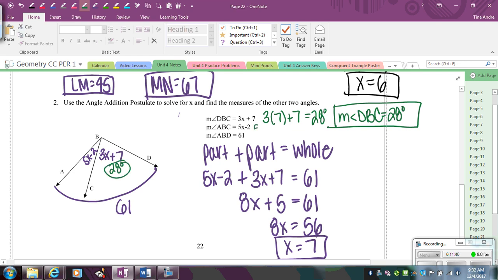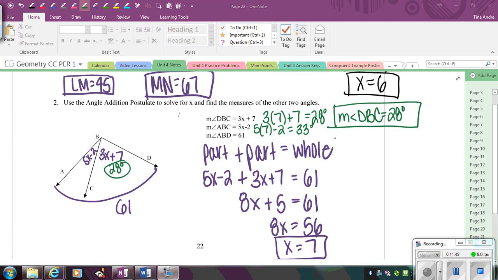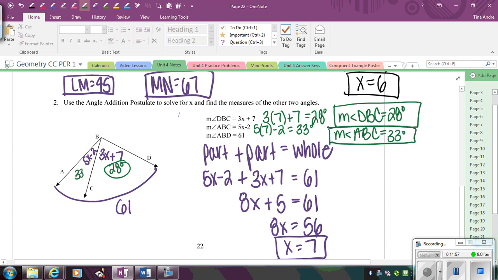And then I'm going to plug the 7 into the next one. So this is 35 minus 2, so 33. So this means that the measure of angle ABC is 33 degrees. So you can see that this definitely is not drawn to scale, because the 33 looks much smaller. But your picture in the end doesn't really matter, because you just use the picture as a visual to help you set up the equation. And then once you have that, if I combine these, I should get 61, which I do. So if you add those together, it should give you 61, which is a good way to check your answer.